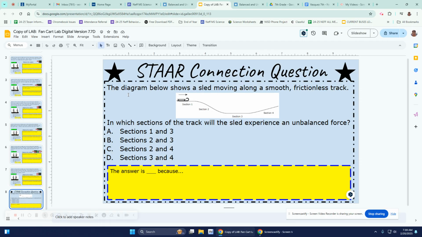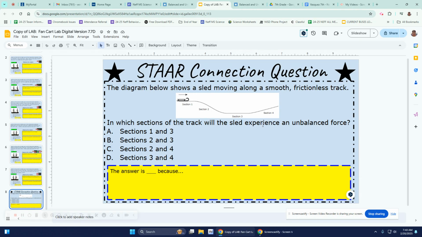You're going to answer this question. The diagram below shows a sled moving along a smooth, frictionless, remember friction is resistance, so if it's frictionless, there is none, a frictionless track. And it has sections 1, 2, 3, and 4. In which sections of the track will the sled experience an unbalanced force?